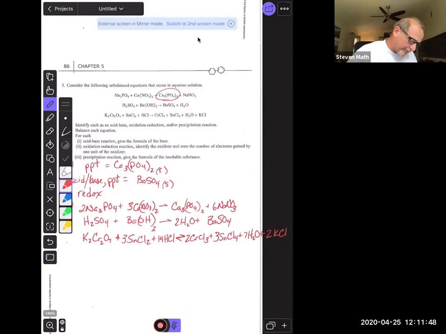Then it says in C, give the formula of the base. So C number 1, the base is going to be Ba(OH)2. That's easy. In 2, it says, for the redox reaction, identify the oxidizer and state the number of electrons gained.